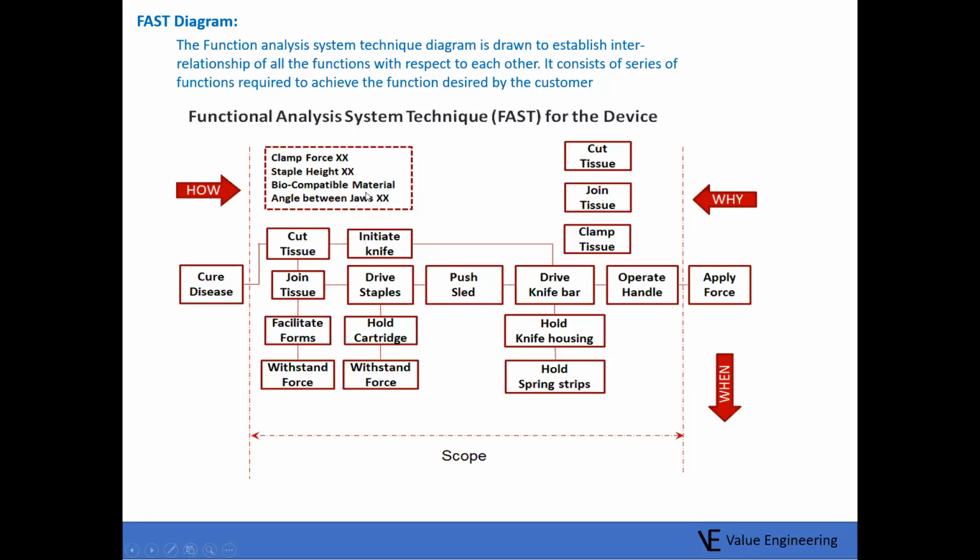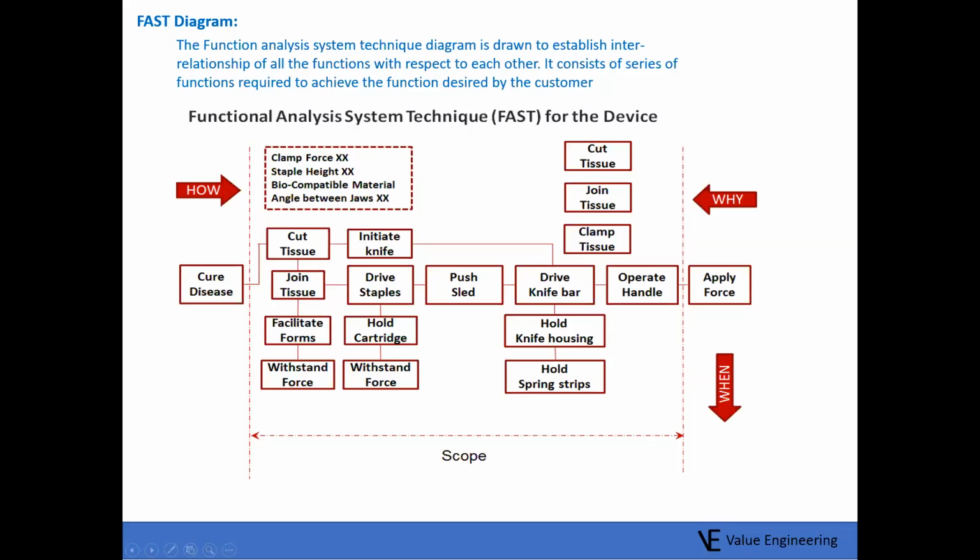And biocompatible material. This instrument is going inside the body, and the staples stay in the body forever. That's why the material should be biocompatible. And the angle between the jaws. This jaw opens to capture the flesh, to capture the colon. That's why the angle between the jaws is also important. That is also a specification. So these are all the specifications we will mention on the left hand side of the FAST diagram.